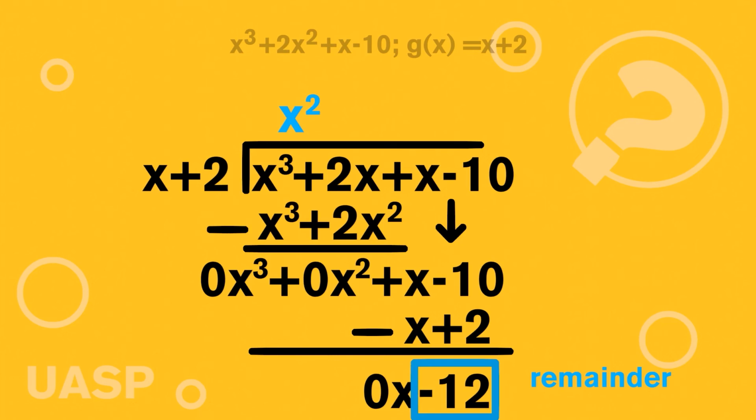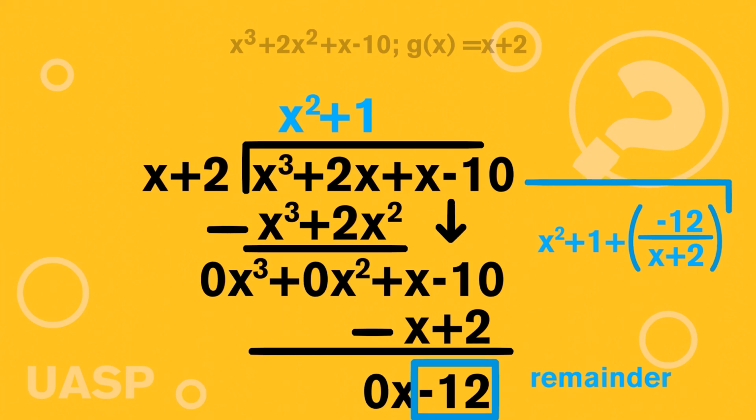So we already did x squared. So we have x squared plus 1. And then all you have to do is just add the remainder, which is negative 12, and just take that over what you have on the left-hand side over here. So x plus 2. And that's what your answer is.